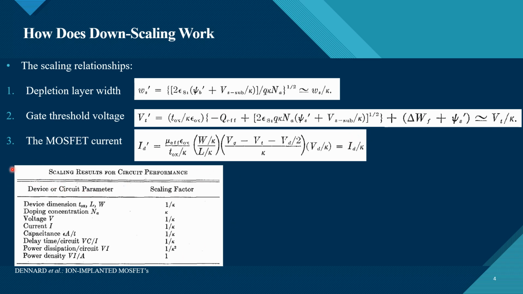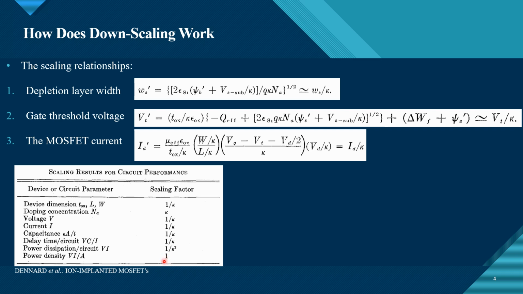Actually, there is a scaling results table that the paper suggests, and we can see that the device dimensions are scaled down by the factor K. The doping concentration of the substrate is increased by factor K. Voltage, current, capacitance, and delay time are all reduced by factor K.